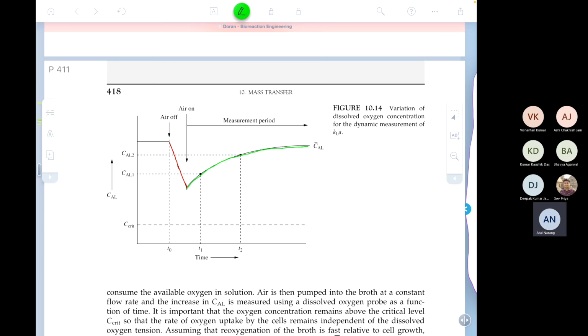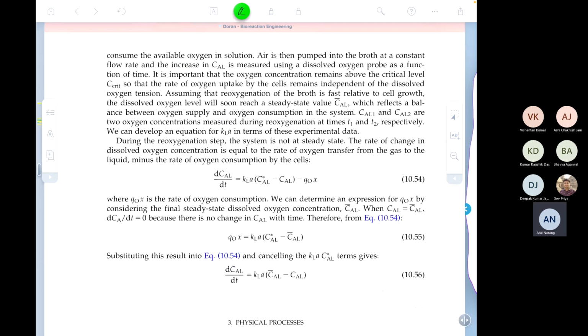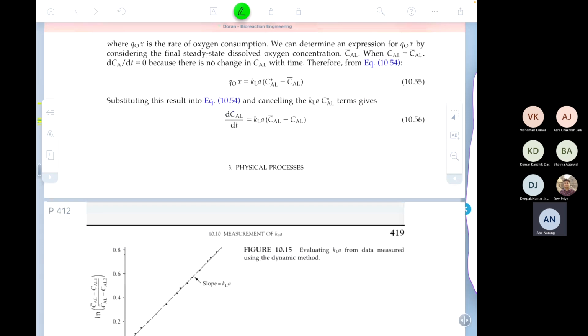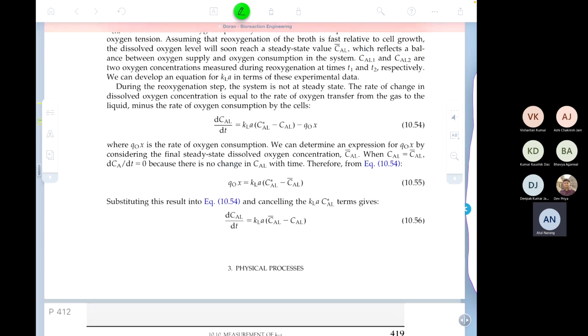So this is the air off, air on. This is the dynamic method. And here they have done it in a slightly different way. You can read it, and so they have a slightly different formula. I have used the differential method. Are you in reaction engineering? Do you do the differential method and the integral method of estimating parameters? I'm just asking, are you familiar? Yes, sir, we're familiar with them.